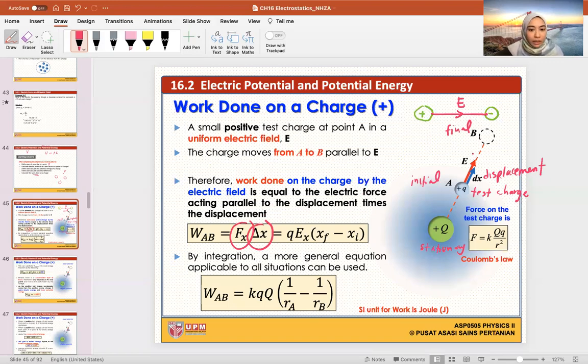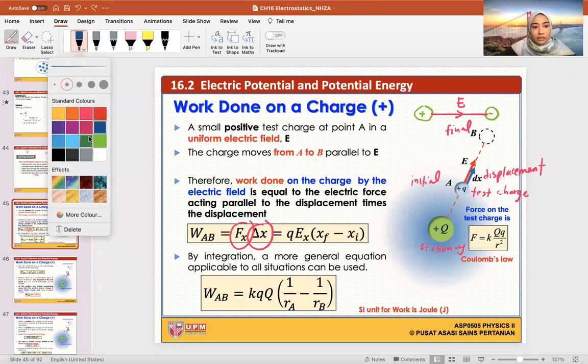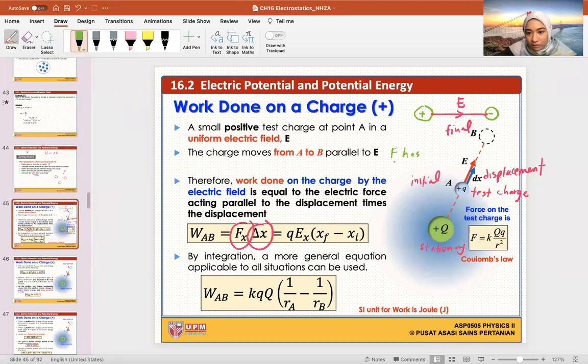Here we have E. I did not mention F for a reason. If you remember, the direction of E and F is the same. I need to use a different color. F has the same direction as E, if you still remember. Okay, this is not working out.